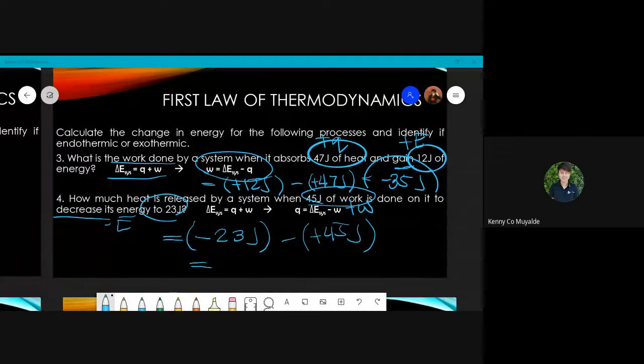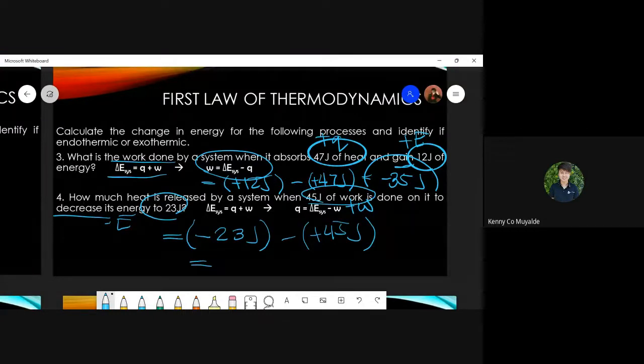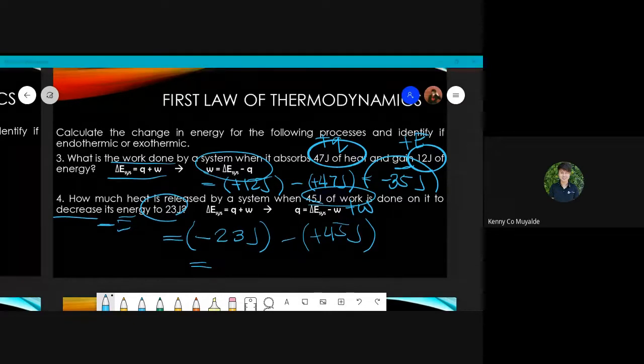What is our answer in this case? Ulitin natin kasi sabi niya dito, 45 joules of work is done on it. So, ibang gumawa ng work para dun sa system, kaya positive. Tapos sabi niya, to decrease its energy. So, ibig sabihin, negative ang value ng ating energy kasi decrease eh. Kaya, negative ang ating energy. So, negative 23 joules minus positive 45 joules. Our final answer is negative 68. Tama ang sagot nila.